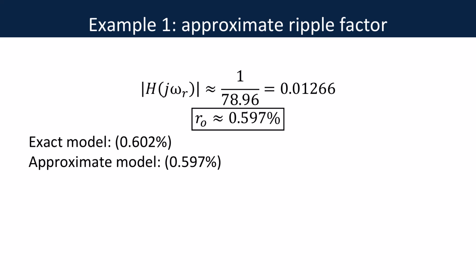Its magnitude is 1 divided by 78.96, or 0.01266. Multiplying by the same dominant input ripple ratio gives 0.597%. This is very close to the exact ideal network result of 0.602%. The agreement confirms that the simplifying condition is suitable for this example. It does not mean that either result includes practical winding resistance, capacitor loss, diode resistance, or transformer impedance.